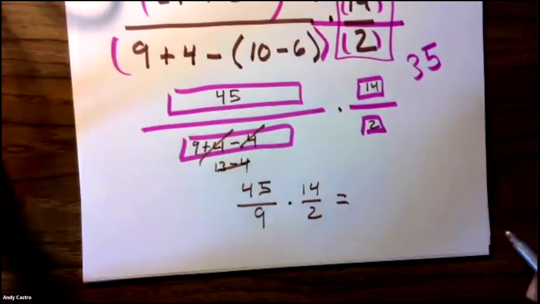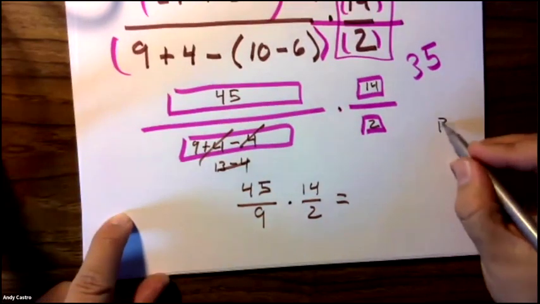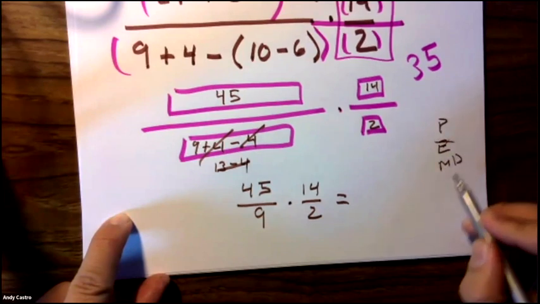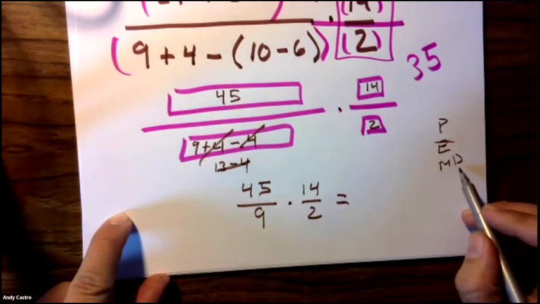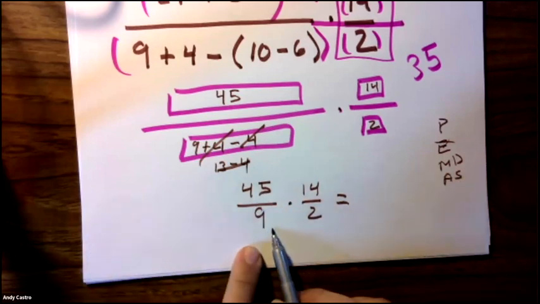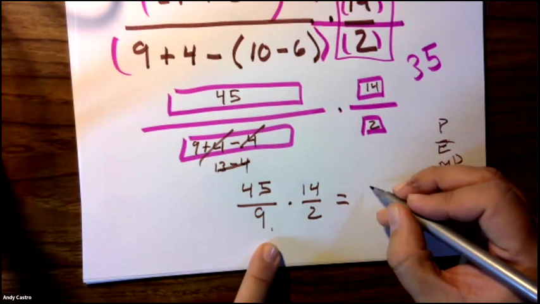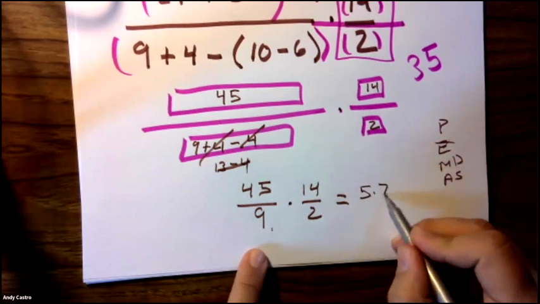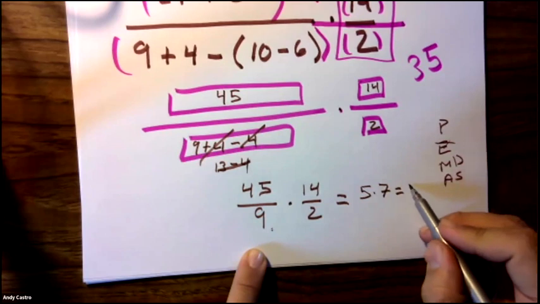All right, now I have multiplication and division left to right. We've done our parentheses. We didn't have exponents. Now we're doing multiply, divide left to right. So first thing we're going to do is 45 divided by 9. And that's going to give me 5. And then multiply by 14 divided by 2, that's 7. 5 times 7, 35.